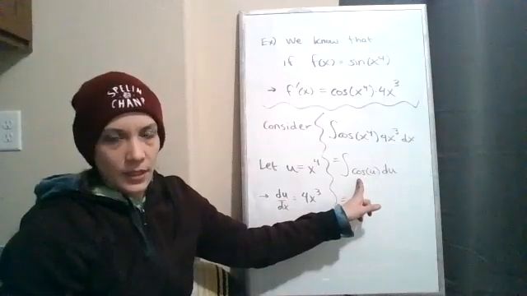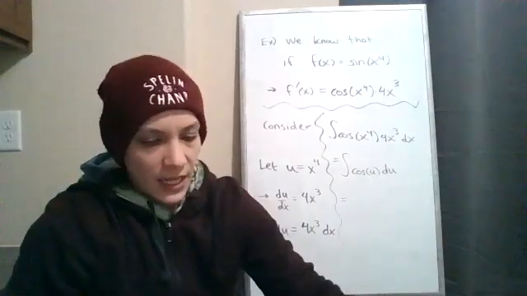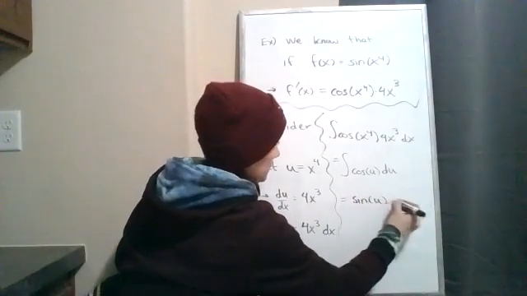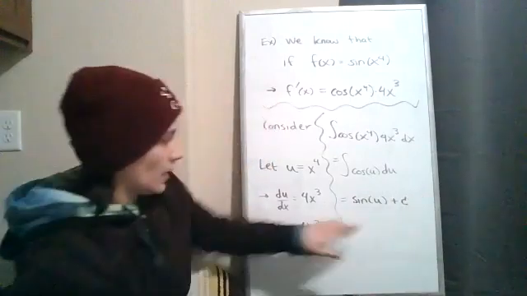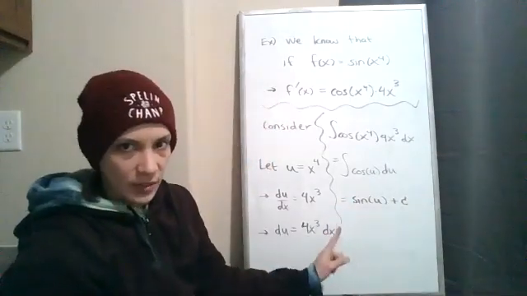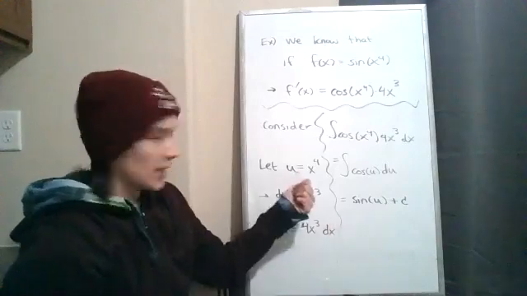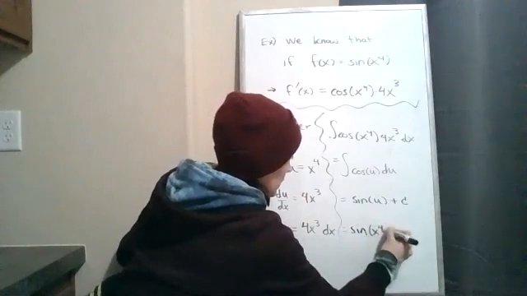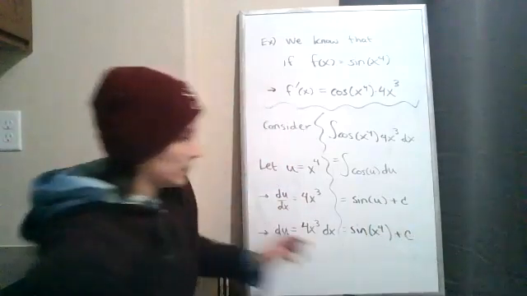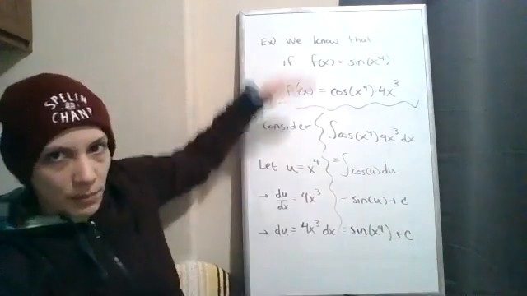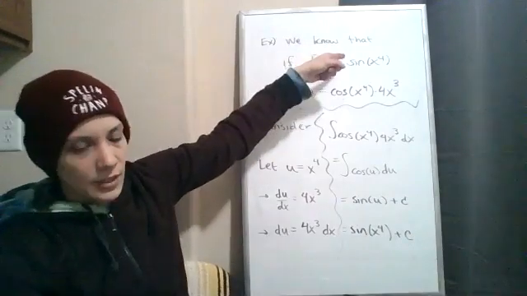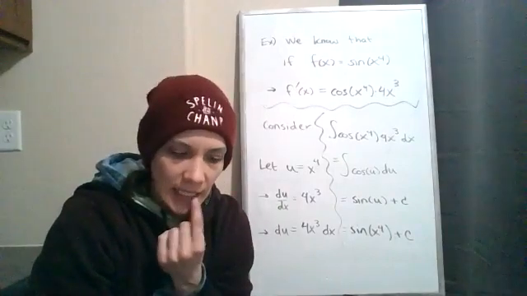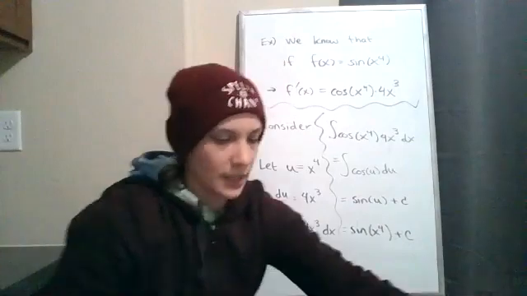Integrate cosine. Got sine of u plus c. And then go back to values of x. So sine of u, where u is x to the fourth. Cool. So we went backwards and we got where we started. I do have steps on how to solve these. Let's do the steps, then we'll come back to this example.